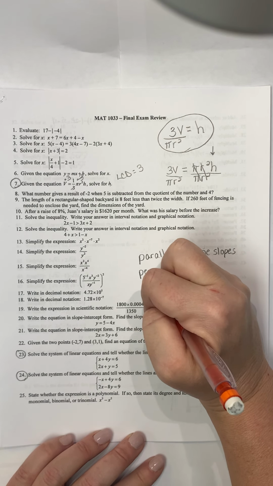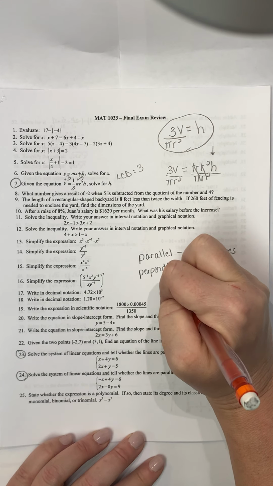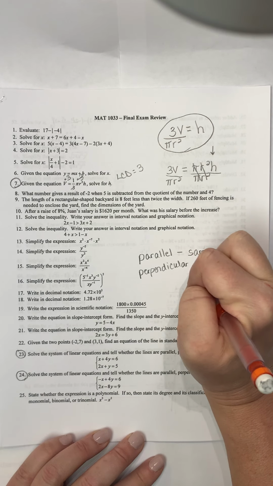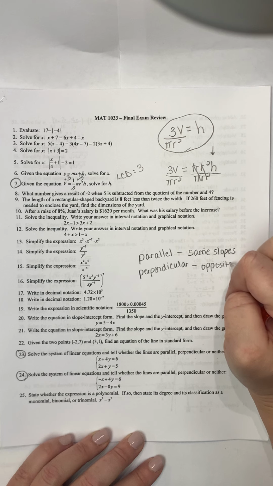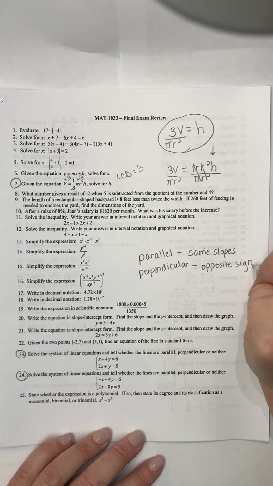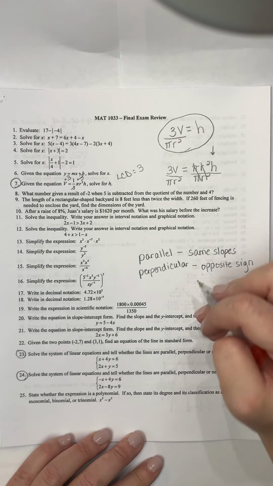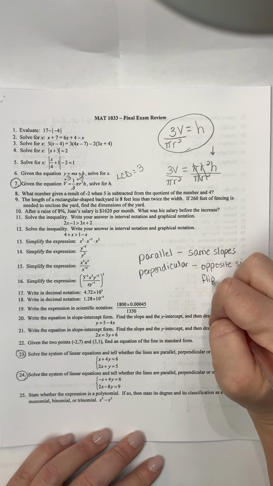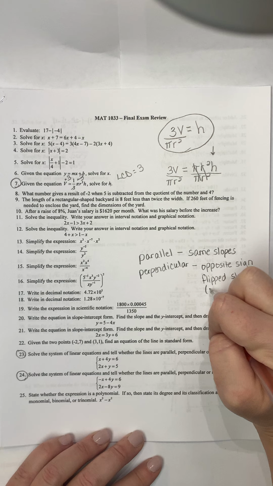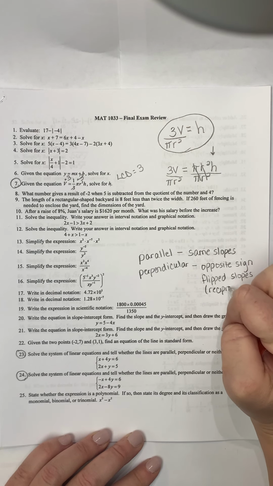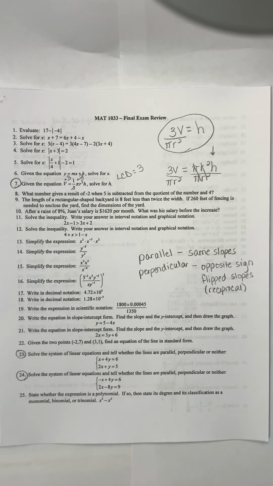Okay, how do you tell if a line is perpendicular? Well, these have the opposite sign. So one's positive, one's negative, and the slopes are flipped, right? So it's the reciprocal. Some students don't like that word reciprocal, so I just say flipped slopes, but that's how you tell. And then neither, of course, means they don't have anything in common at all.